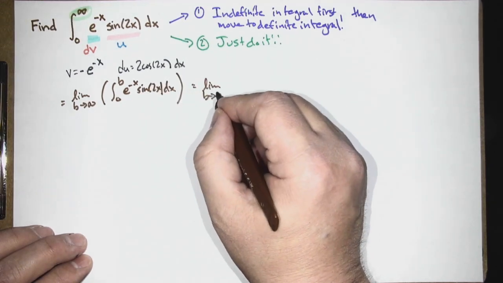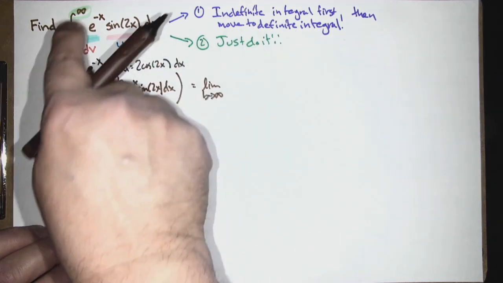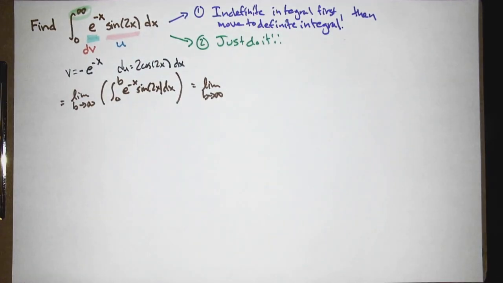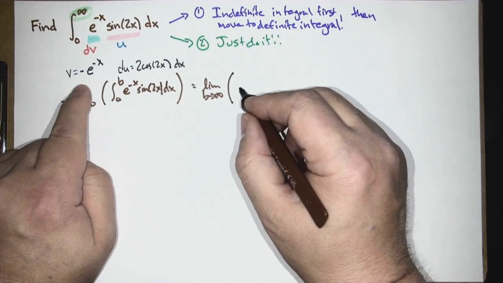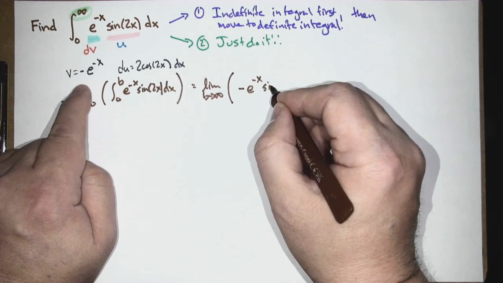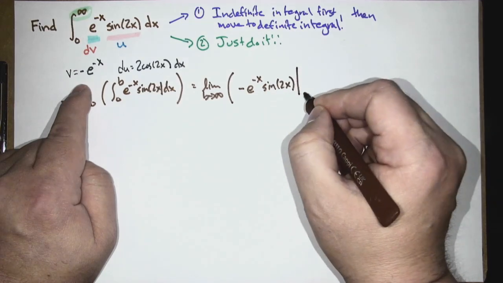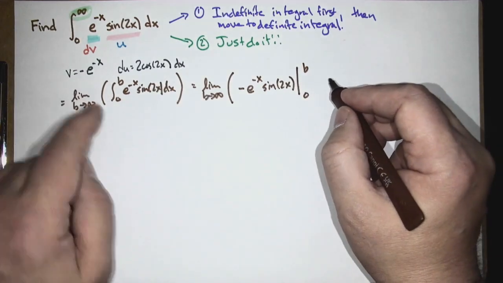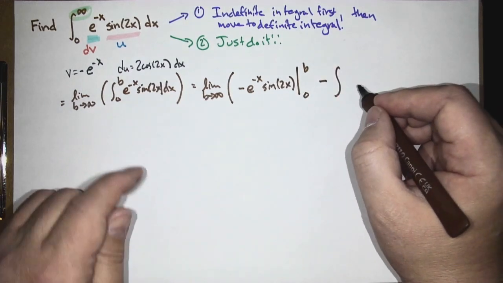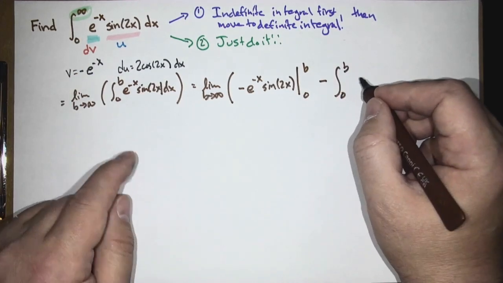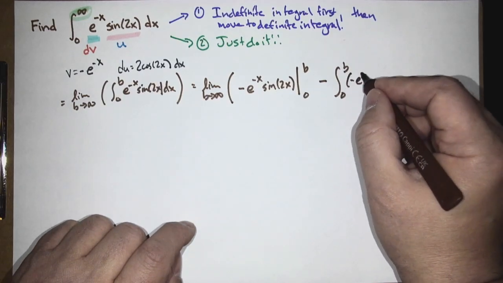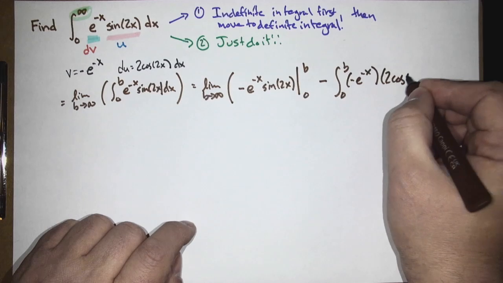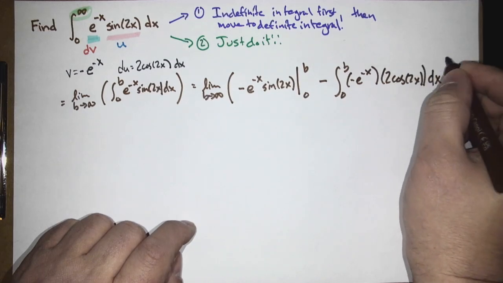This is the problem with just doing it. Whereas if you have an indefinite integral, you don't have to worry about writing the limits yet. You don't have to worry about writing limits at the end. All right, so limit as b goes to infinity. And now we have our uv, minus e to the minus x sine of 2x, evaluated from 0 to b. And then minus the integral from 0 to b of v du. So there's a minus e to the minus x 2 cosine 2x dx.